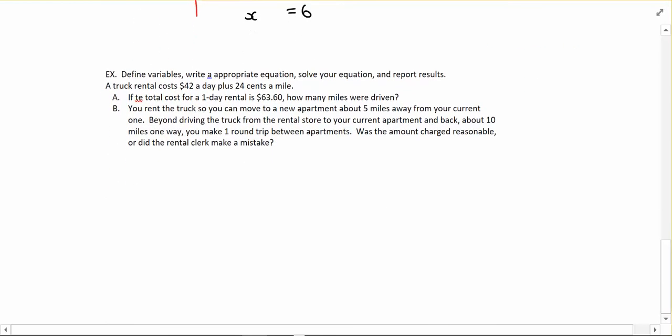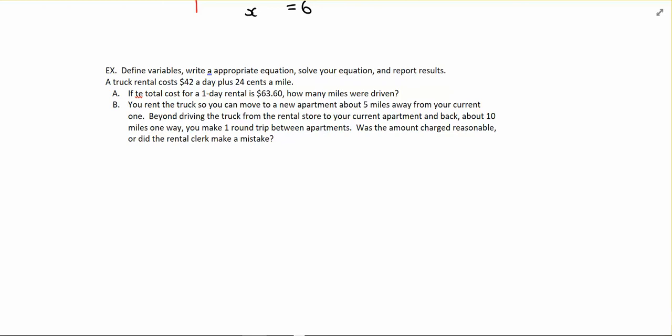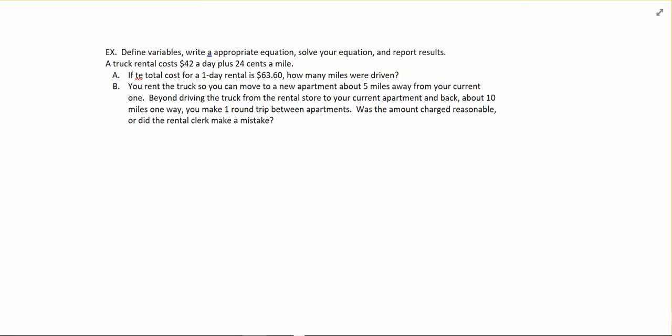Next up, very similar problems these are. Define variables, write appropriate equations, solve your equations, report answers. A truck rental costs $42 a day plus 24 cents a mile. If the total cost for a one-day rental is 60, how many miles were driven? So part A. So again, let's start with what I don't know. So what we are supposed to find is this.